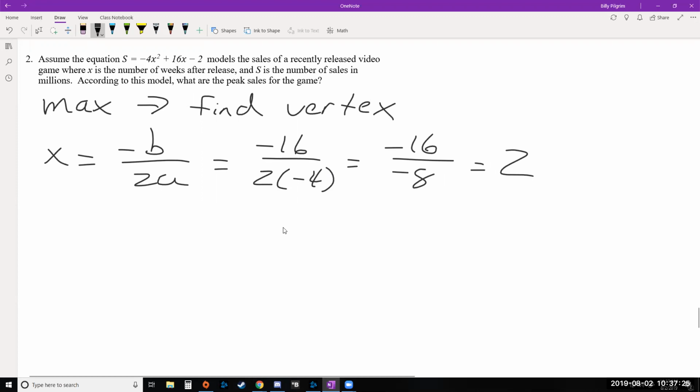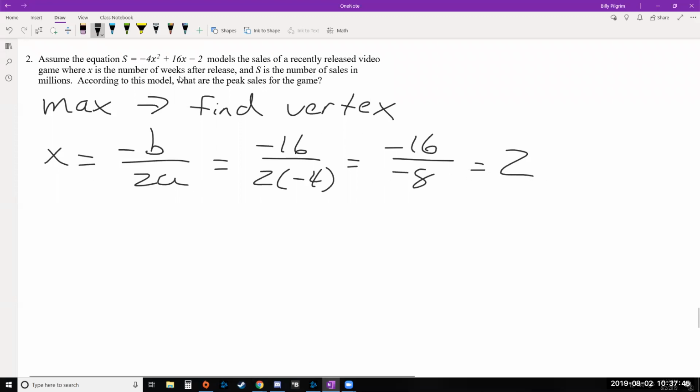So let's take a second and make sure we understand what our model does and what it's asking us. X is standing for the number of weeks after release. S is the number of sales in millions. The question was, what are the peak sales for the game? We don't want to say 2, right? We don't want to say 2 million because this is an X value. So this is actually 2 weeks.